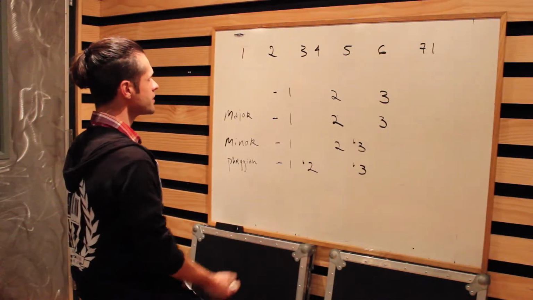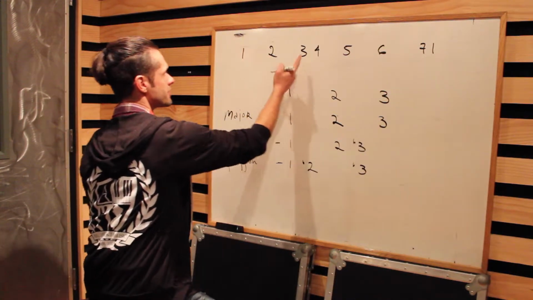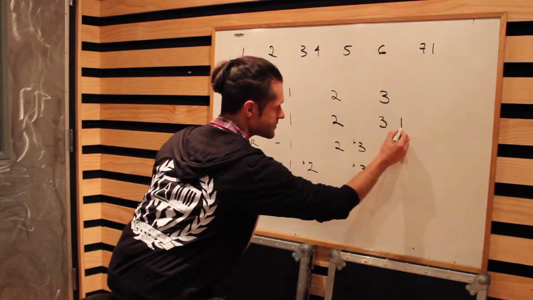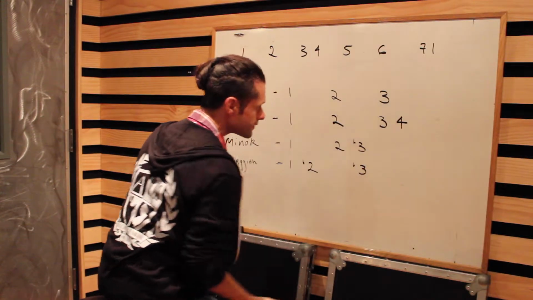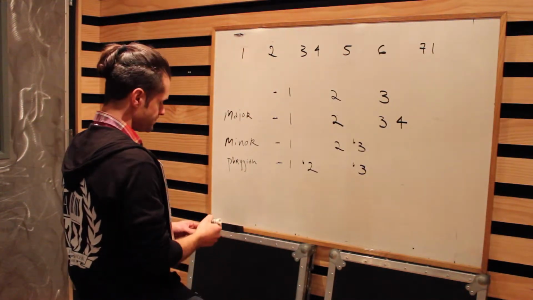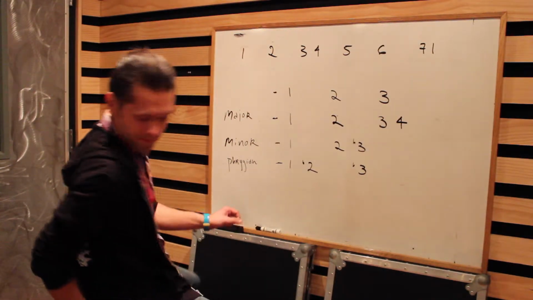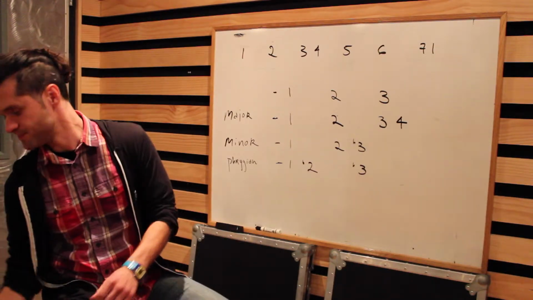But since we're talking about 4 notes, I'm just going to take this and say 1, 2, 3, 4. Let's put this 4 over here. It's a half step away. Yeah, that's where it is. Let's hear what that sounds like. Let's go to the guitar.